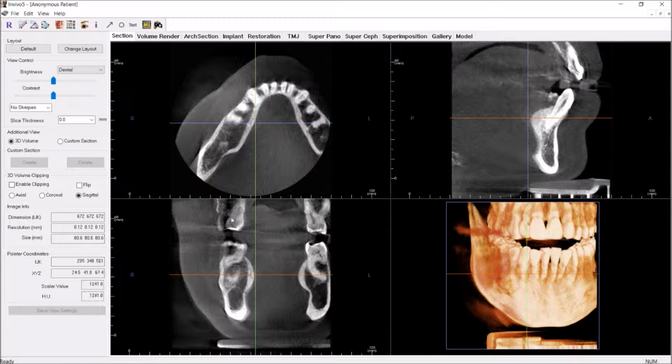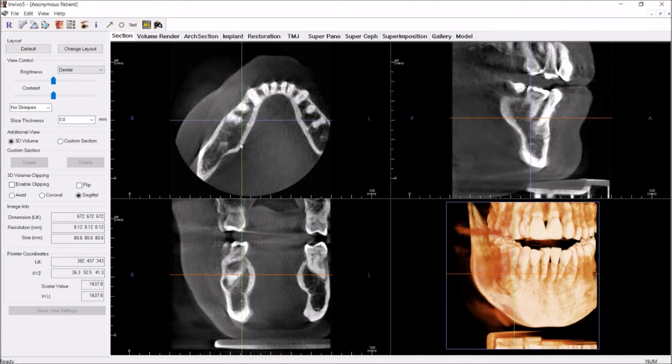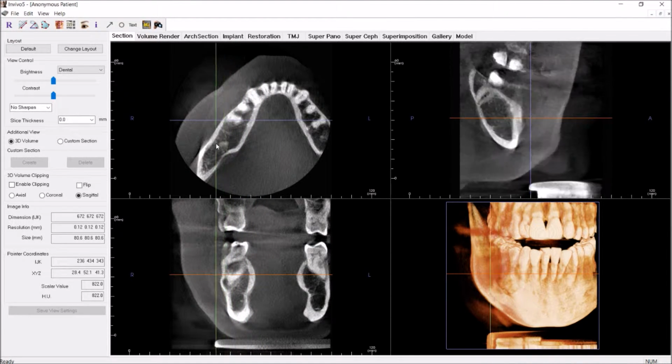Alright, so this is a 35-year-old female. This is how that cone beam CT looks when you open it up. First thing you may notice is a little double contour here. So you have to decide, is that a real thing or is that an artifact? And I'll let you decide that.